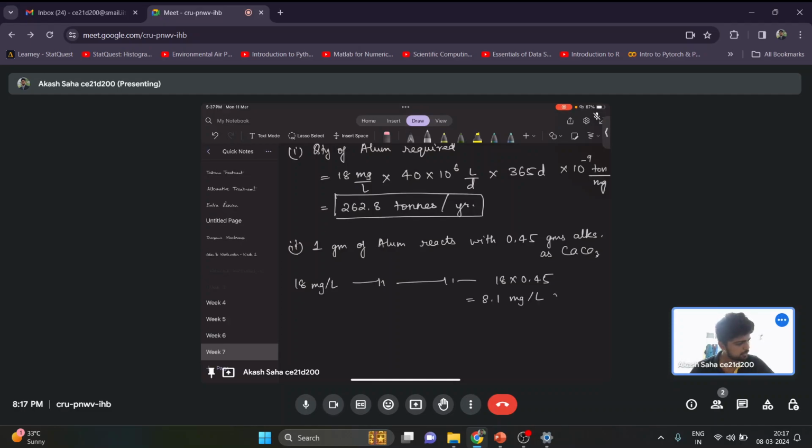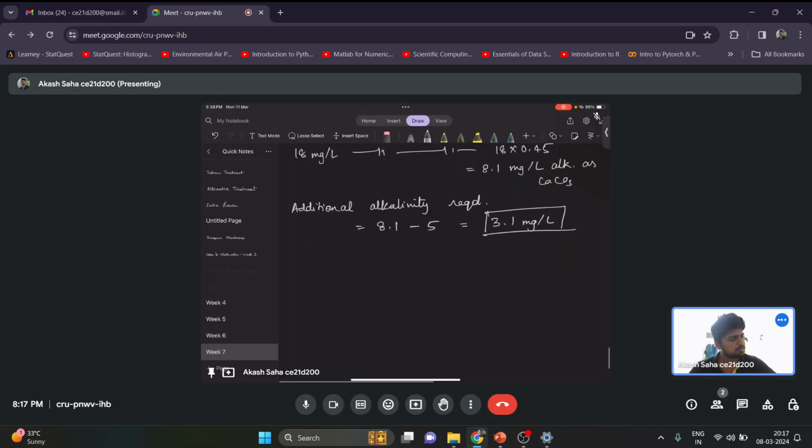milligram per liter alkalinity as CaCO3. Okay, so the additional alkalinity required will be 8.1, and 5 is already there in the system, so 8.1 minus 5, so 3.1 milligram per liter as CaCO3 is required.